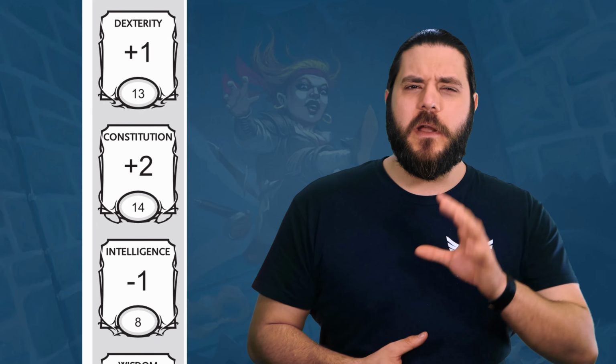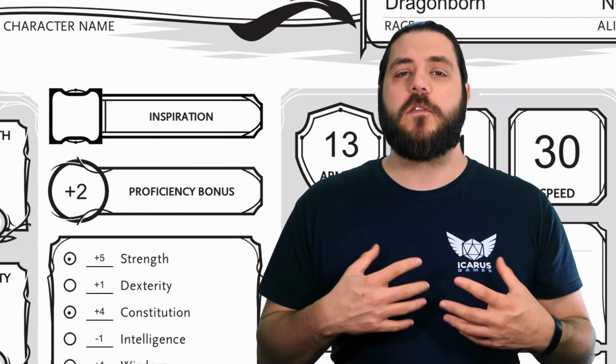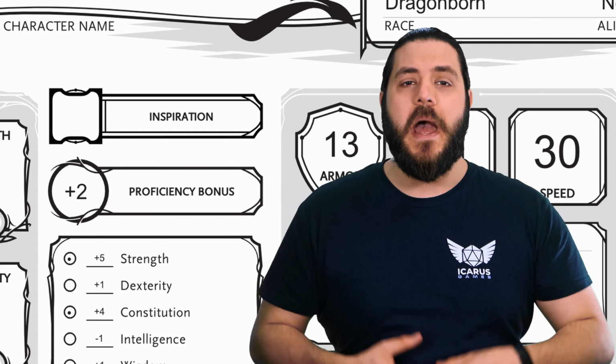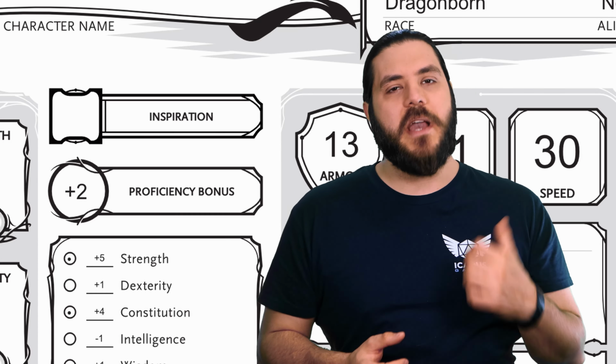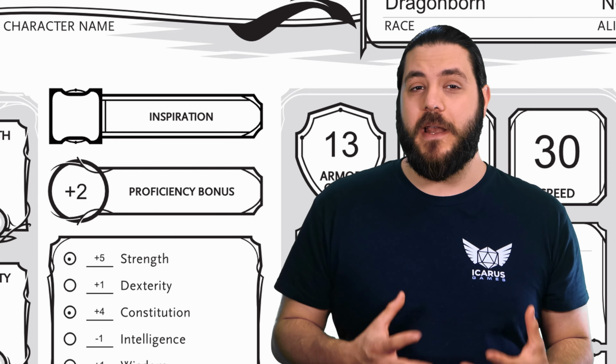Over on the left-hand side of the sheet, we have the ability scores. We're going to be covering these in depth in the next episode, but they are the core of your character and they're used to determine a lot of things in the game. Next to that, we have inspiration. This is a special rule that your Dungeon Master can award you that allows you to roll with advantage, which we covered in episode 1. Below that is our proficiency bonus, which we also covered in episode 1.